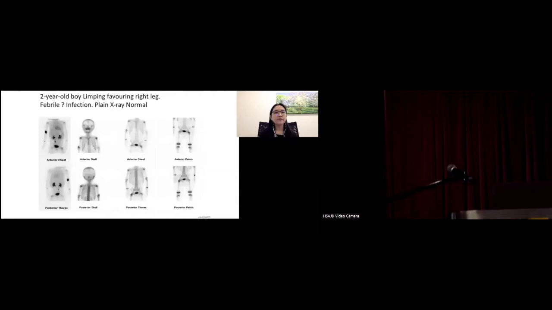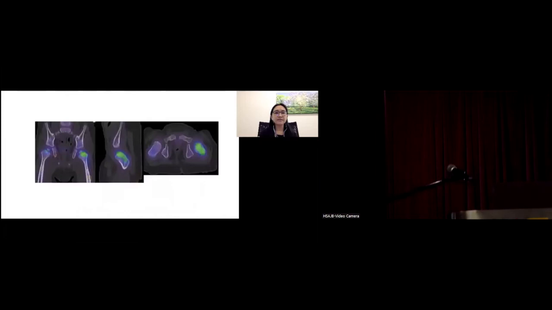A 3-year-old boy is limping, favoring the right leg. The patient has fever. So could this be infection? The X-ray is normal. From the blood pool, there is diffuse uptake seen at the left proximal femur. On delayed images, you can see that it clearly shows at the left proximal femur. And on SPECT-CT, the uptake is at the left proximal femur. Is there any collection? No. So the patient is put on antibiotics for 6 weeks. If there is a collection, the surgeon will have to go in for surgical intervention.